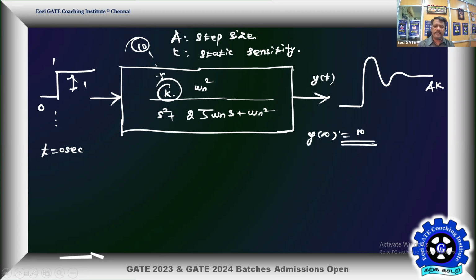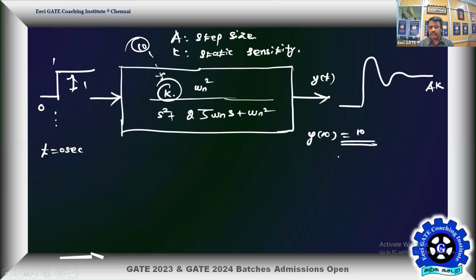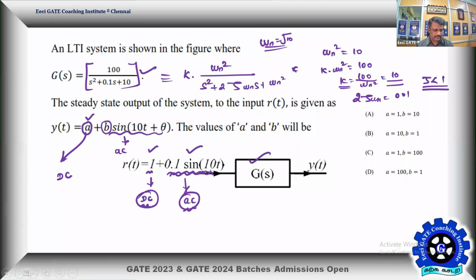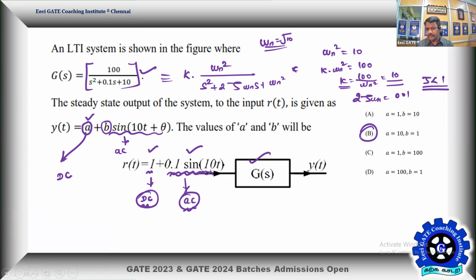So that means the steady state value for the DC is your A. Y of infinity is given for a DC input as A. If that is the case, A must be equal to 10. So A is equal to 10 means, can we freeze the options? Yes, we can. It is going to be option B only. But a small confirmation. K, the static sensitivity, is 10. That's fine. Step size is 1. Yes, definitely it's going to settle at AK only. Yes, I'm expecting B to be equal to 1.